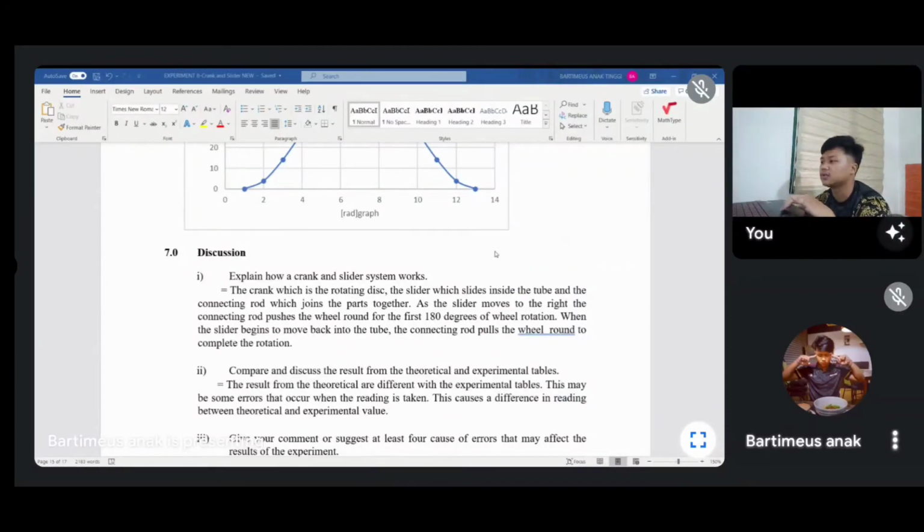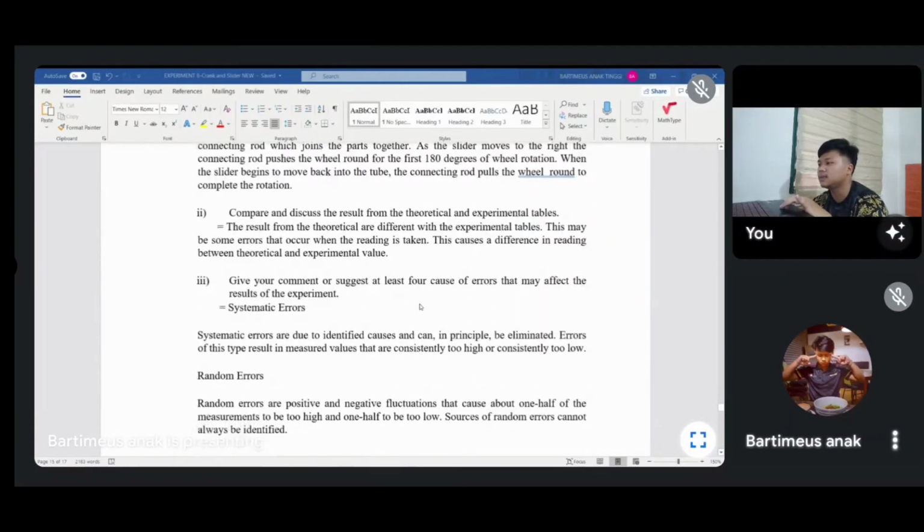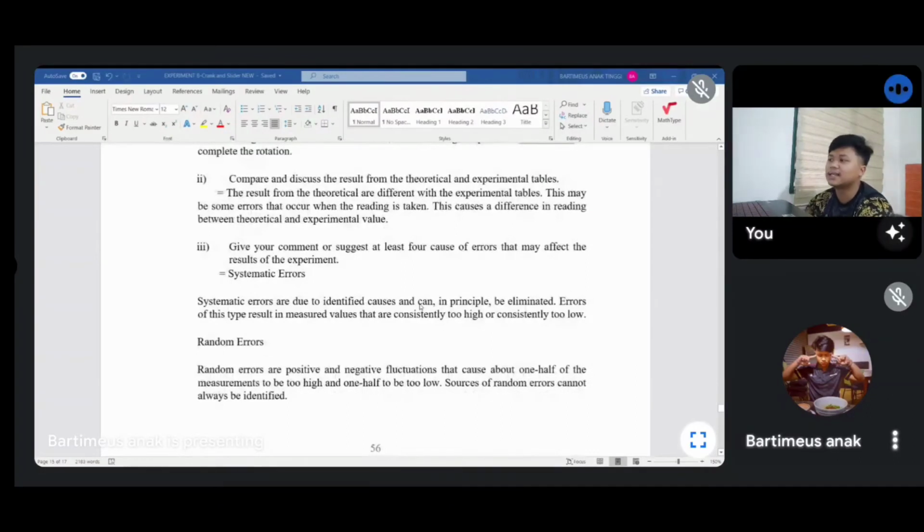So for question 2, compare and discuss the result from the theoretical and experimental table. So the result from the theoretical is different from the experimental table. So there may be some error that occurred when the reading was taken. Discuss the difference in reading between theoretical and experimental value. So number 3, give your comment or suggest at least 4 causes of error that may affect the result of the experiment.